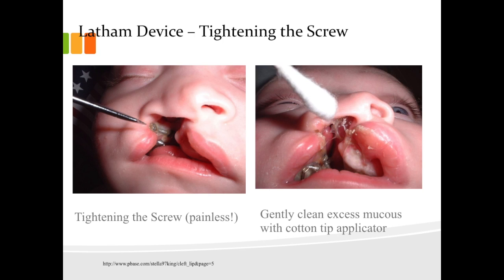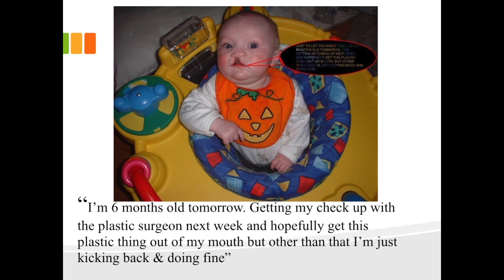so that they can try and bring it together. And what we do with this is we're going to just clean the extra mucus that accumulates on this device with a cotton tip applicator and water. And look at this little guy. I'm 6 months old tomorrow, getting my checkup with the plastic surgeon. Hopefully get this plastic thing out of my mouth. But other than that, I'm just kicking back and doing fine. And you see he's got a couple of chins there, so he's doing real well with eating.